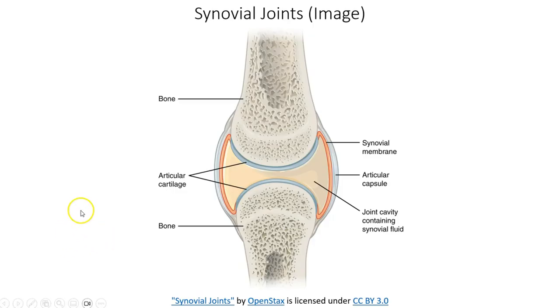All right, so this is a diagram of what a synovial joint looks like. So we've got these two different bones, and they're going to have that articular cartilage on the ends of them that we've seen in some other videos this week.